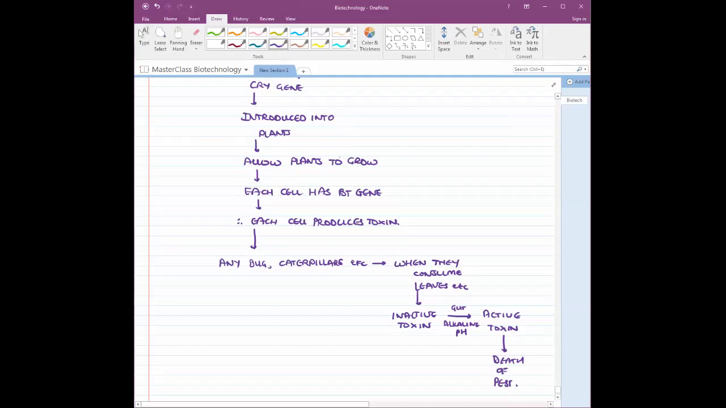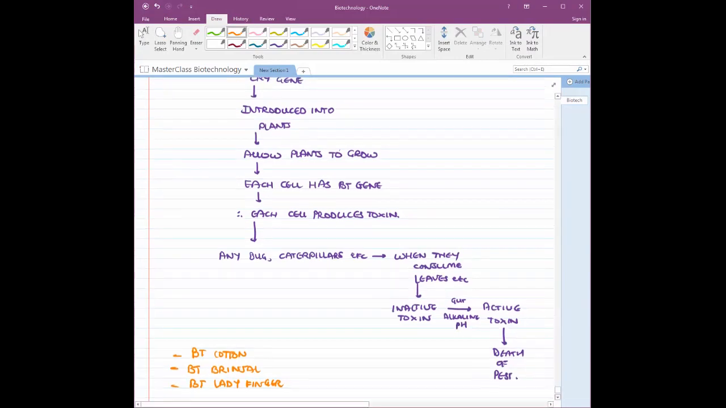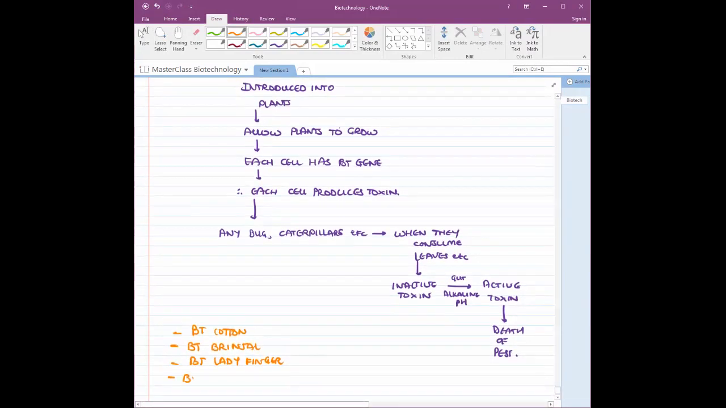But now by using this method, guys, what have we created? First of all, Bt cotton. This is the most famous one, guys, Bt cotton. Second, we have Bt brinjal. Third, we have Bt ladyfinger, bhindi. We have got Bt beans as well, guys, Bt beans, etc.